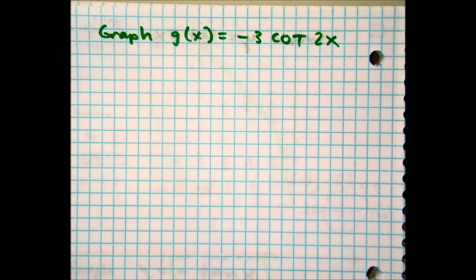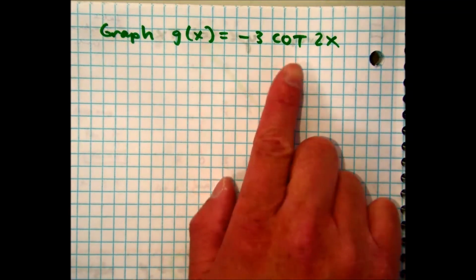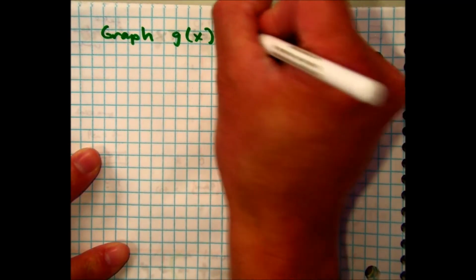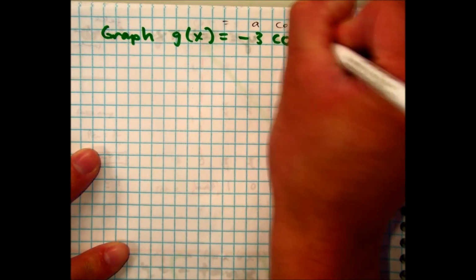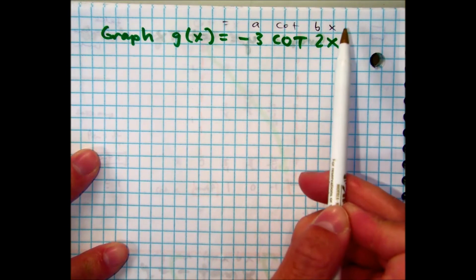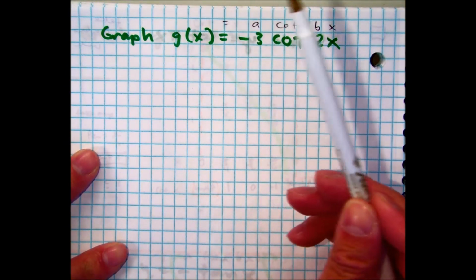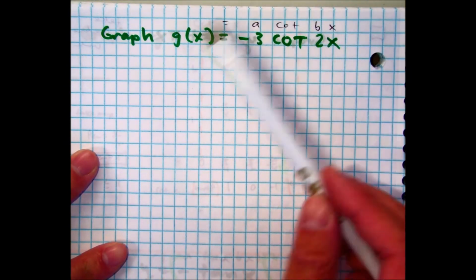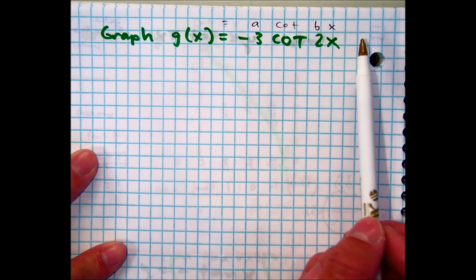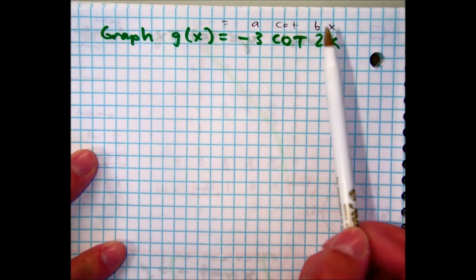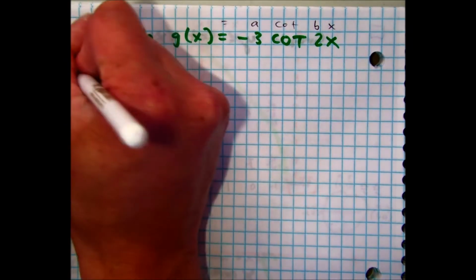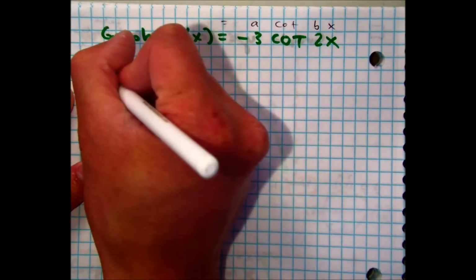Here's the graph. G of x equals -3 cotangent of x. If it helps you, you can write the letters above it. A cotangent B x. Remember, there's no C value because there's no parentheses, and there's no D value because there's just no number, like +6, -3, right? Remember, this is multiplication, that's why it's your A value. So A value of -3.